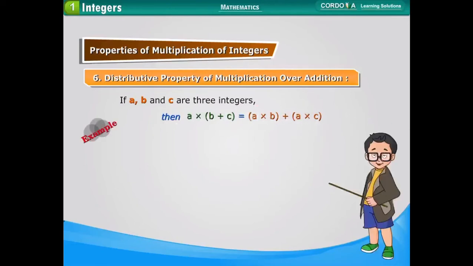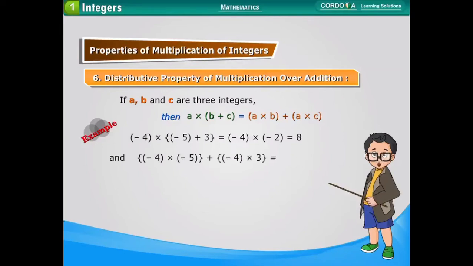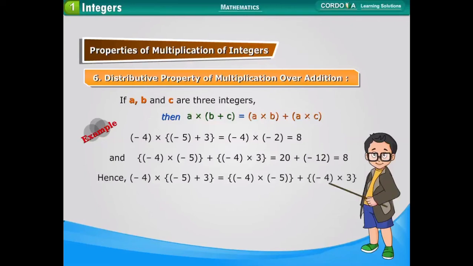Example: -4 into (-5 + 3) is equal to -4 into -2, which is equal to 8. And -4 into -5 plus -4 into 3 is equal to 20 plus -12, which is equal to 8. Hence, -4 into (-5 + 3) is equal to -4 into -5 plus -4 into 3.